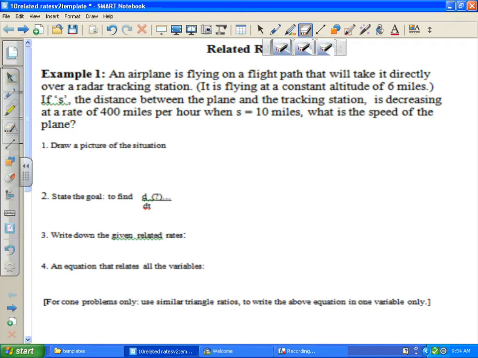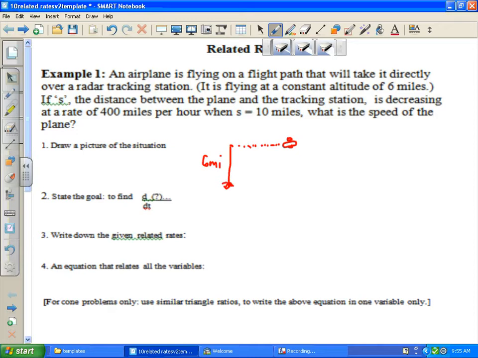The template shows you the steps that we need to take pretty much in every one of these questions. We always start with a graph. In this case, we have an airplane that is going to fly over a radar tracking station, and it's flying at a constant altitude of 6 miles. Again, there are various ways that you could do this graph. Let's say that this is my radar station, and the airplane is coming from here, going that way. And it's a constant altitude. So this altitude here is 6 miles. And say this is my radar tracking station.